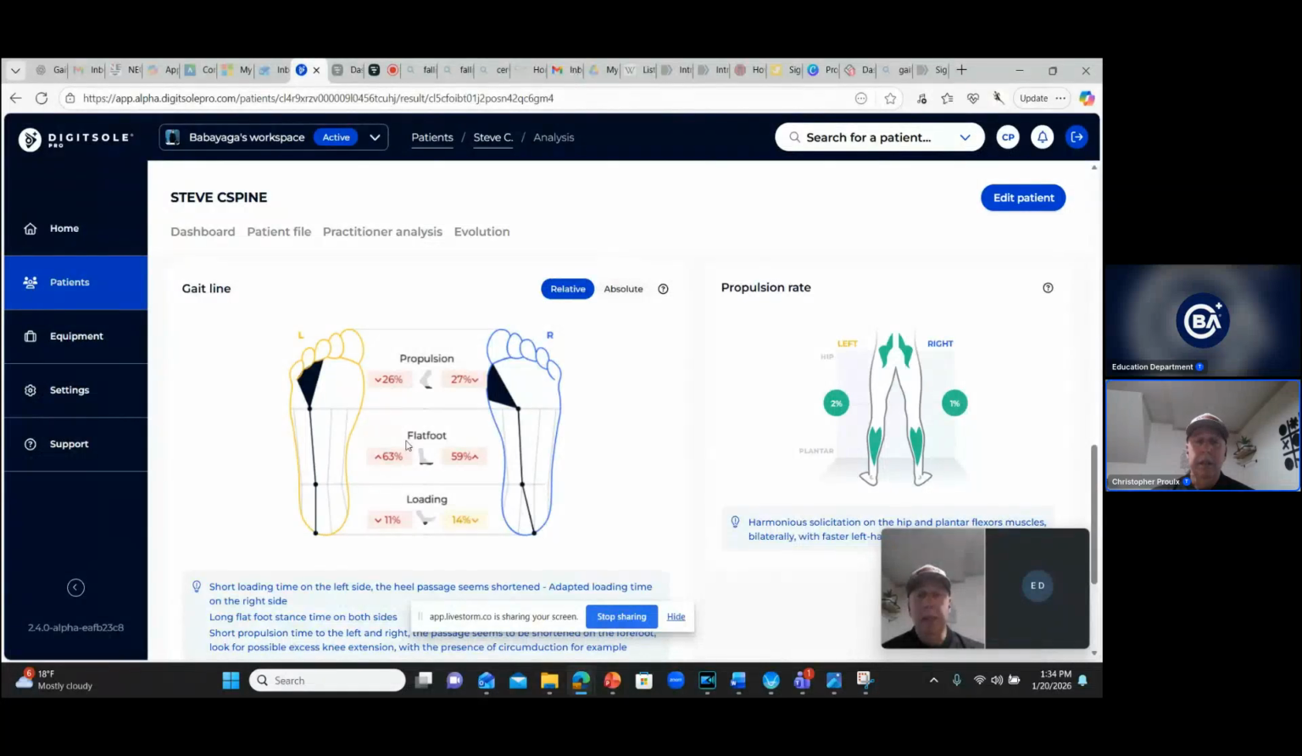And then we look at the gait line. The gait line here is representing a center of pressure orientation. Now we don't have pressure sensors in the system, so we extrapolate that utilizing foot orientation, and it was tested during the research and development of the product against pressure sensors. Okay, so this right side actually looks pretty normal.